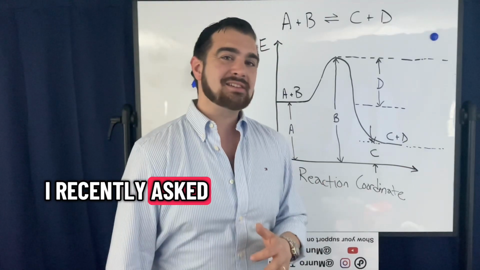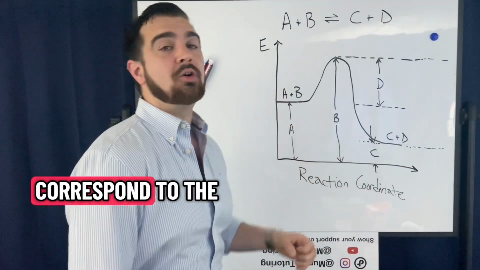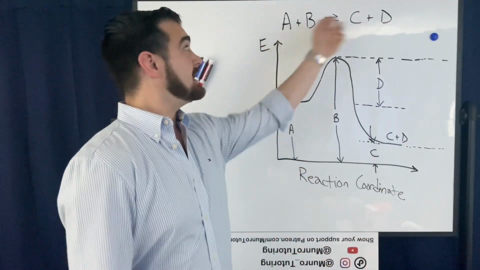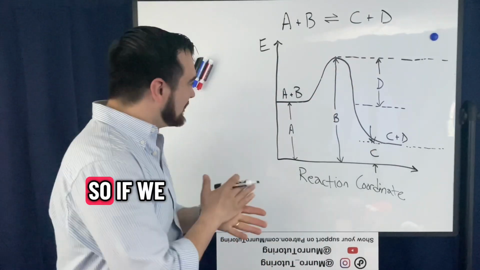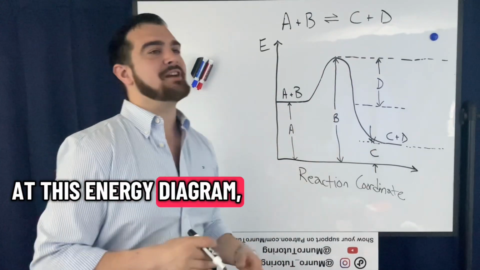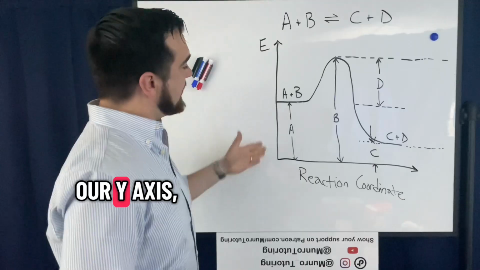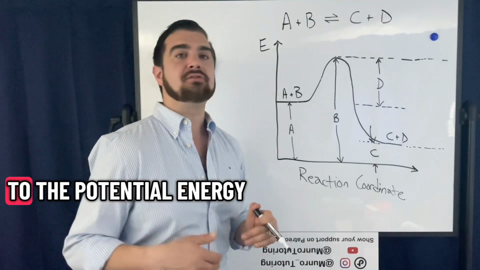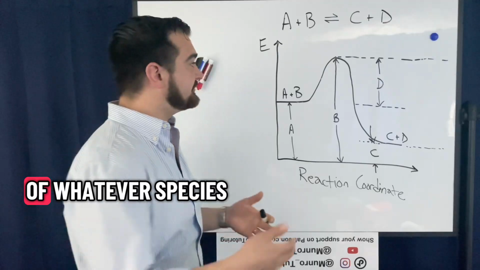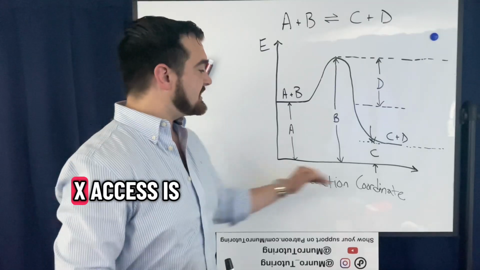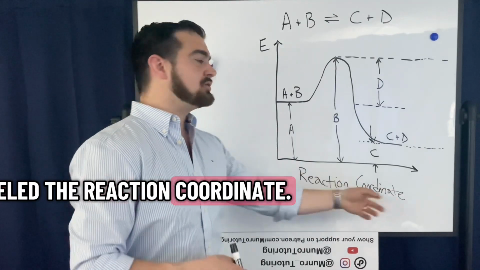I recently asked which of these regions correspond to the activation energy of the forward reaction in this chemical reaction. So if we take a look at this energy diagram, let's decipher what is actually going on here in general. We have our y-axis, and that corresponds to the potential energy of whatever species we're talking about, okay? And then the x-axis is labeled the reaction coordinate.